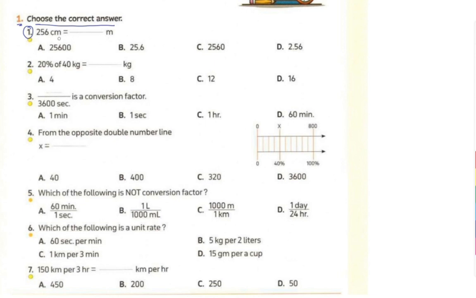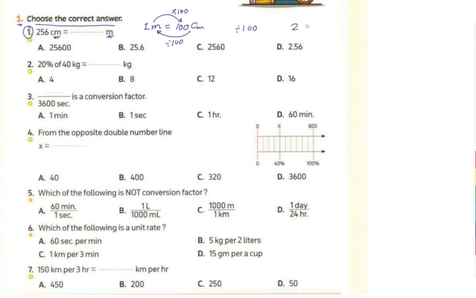Directly we know that we have two different units, and I know that 1 meter equals 100 centimeters. So when I change from meter to centimeter, multiply by 100. From centimeter to meter, divide by 100. Now what do we do? From centimeter to meter, I will divide by 100.